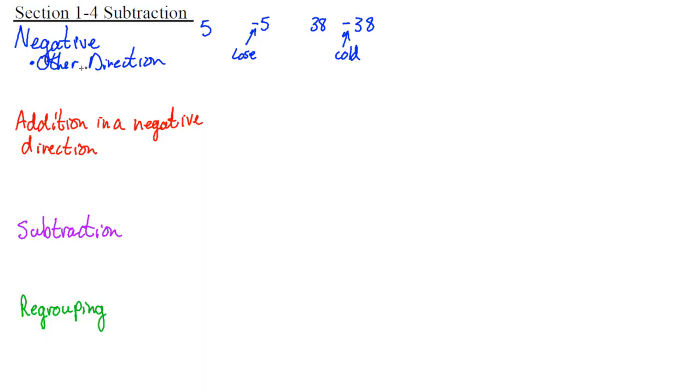So when we talk about other direction, it's nice to put out a number line like this. You know, here's the number 0, here's the number 5. Well, where's 5 in the other direction? Down here. That's where -5 is.